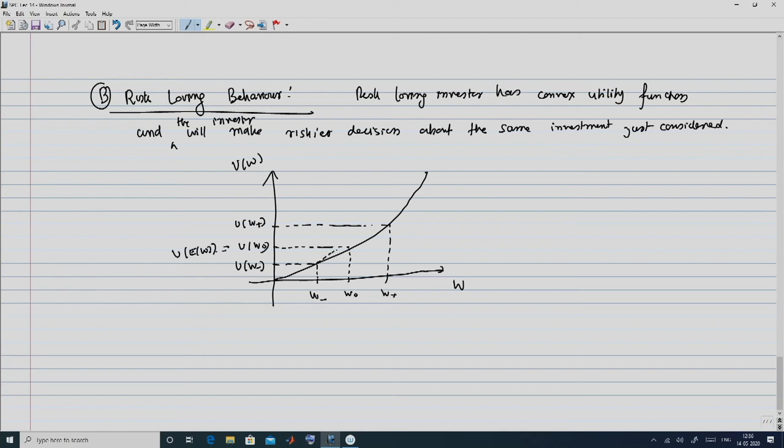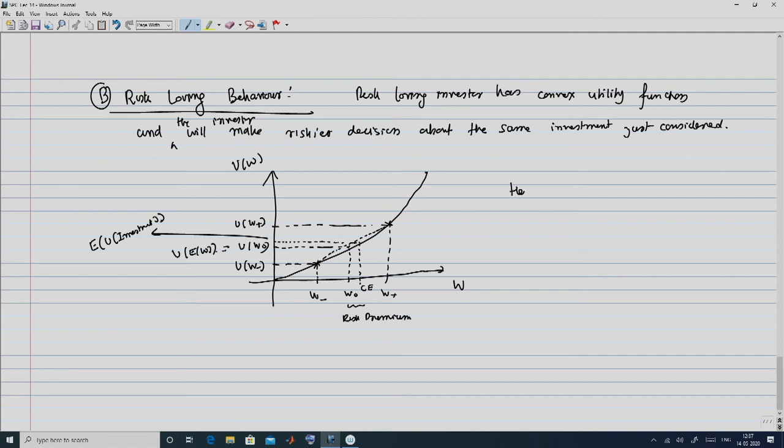Now, what is the expected utility? The expected utility will be basically given by the line joining these two points. So, it is basically half of utility of W minus plus half of utility of W plus, and this is the corresponding value that we have here. This value is going to be the expected utility of the investment. And once I extend this, this point here is going to be my certainty equivalent, and this is going to be the risk premium.